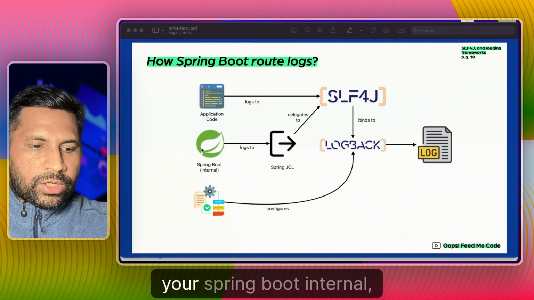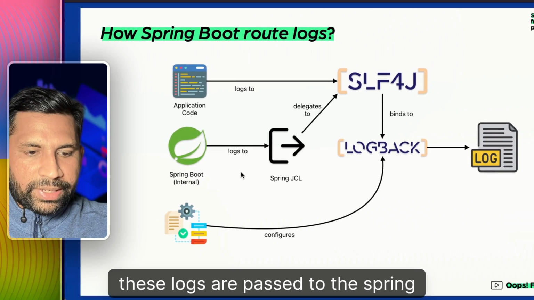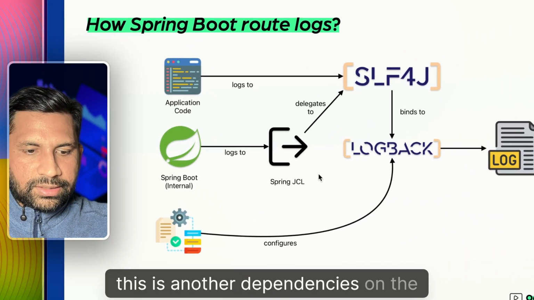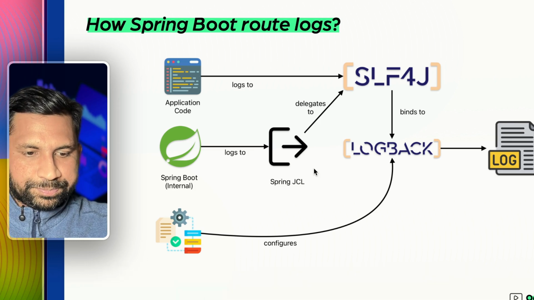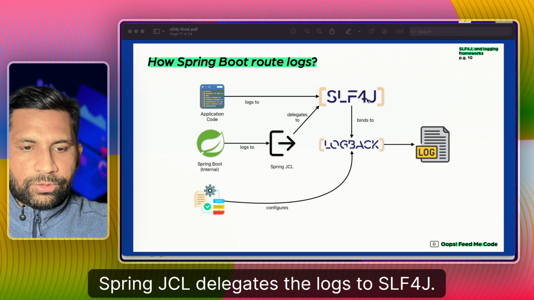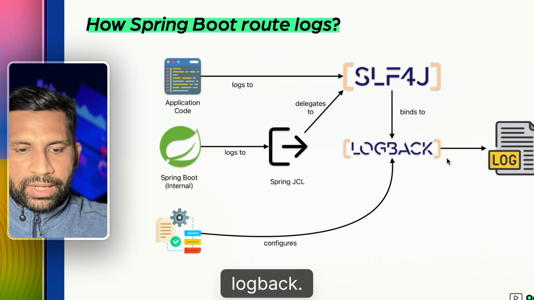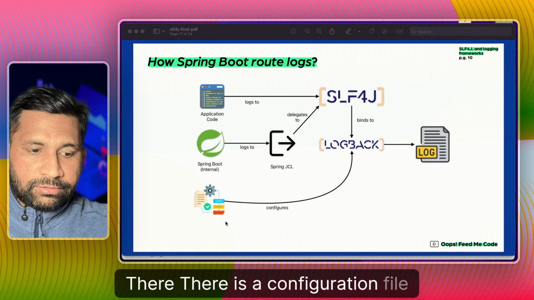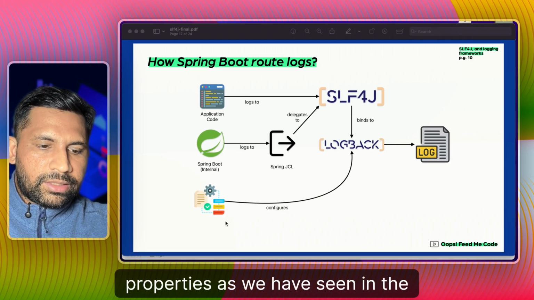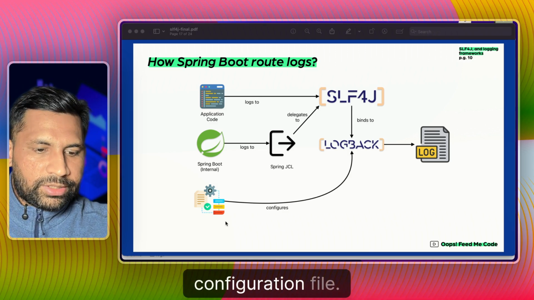Your Spring Boot internals, these logs are passed to the Spring JCL. This is another dependency on the class path. Spring JCL delegates the logs to SLF4J. SLF4J binds to LogBack. There is a configuration file, either through the application.properties as we have seen in the previous session, or another way through the LogBack configuration file.